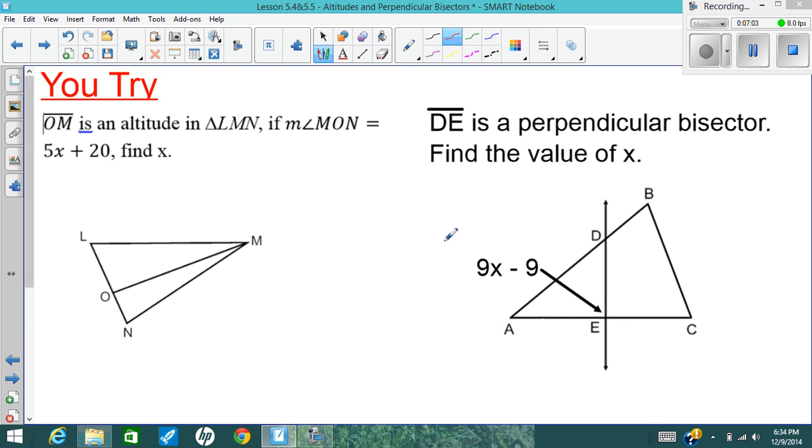So go ahead and use the information from this lesson and answer these two questions. We'll discuss them in class.